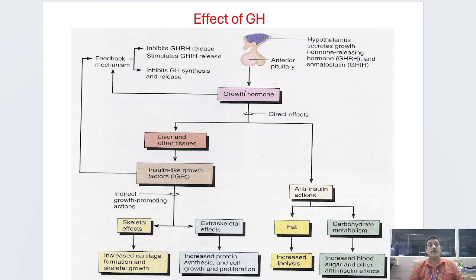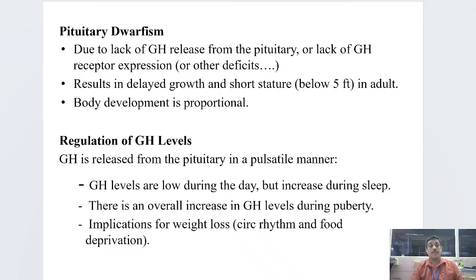When we come to the indirect effect of growth hormone, it affects the development of the skeletal system, especially increasing cartilage formation and skeletal growth. Simultaneously, it increases protein production, right? So the development of muscle systems is also associated with the secretion of growth hormone.